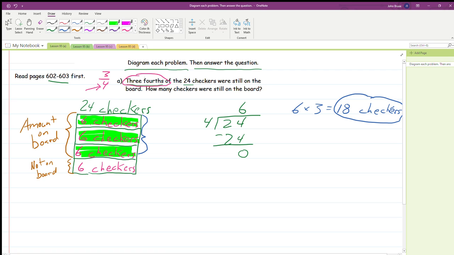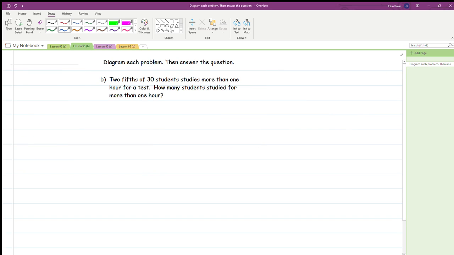And this is our diagram right here. So make sure that we've done the diagram because the directions say to. All right, and then this is our answer over here. So let's go ahead and go to B. It says the same thing. It says diagram each problem, then answer the question. 2/5 of 30 students. So we've got 2/5 here. That's a fraction. And then our total, which is 30 students, studies more than 1 hour for a test. How many students studied for more than 1 hour?